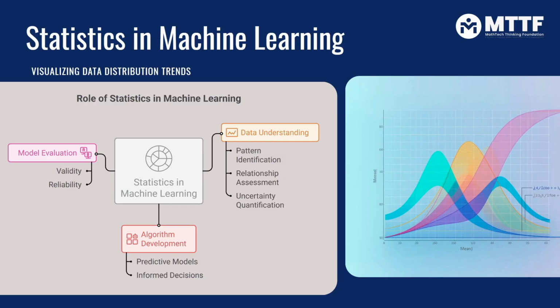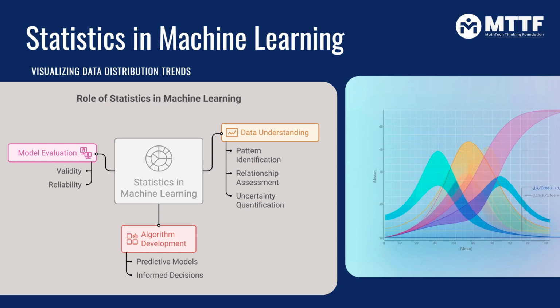Statistics plays a critical role in machine learning by helping us understand the data, evaluate models, and make informed decisions. In model evaluation, statistics shows us how to measure validity, whether a model is correct, and reliability, whether it performs consistently across different datasets and conditions. For data understanding, statistical methods help with pattern identification, relationship assessment, and uncertainty quantification. They reveal trends, correlations, and variations hidden within the data.